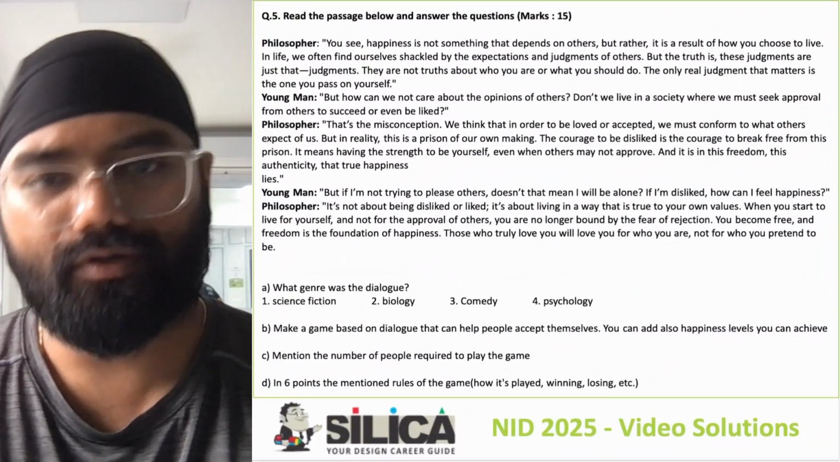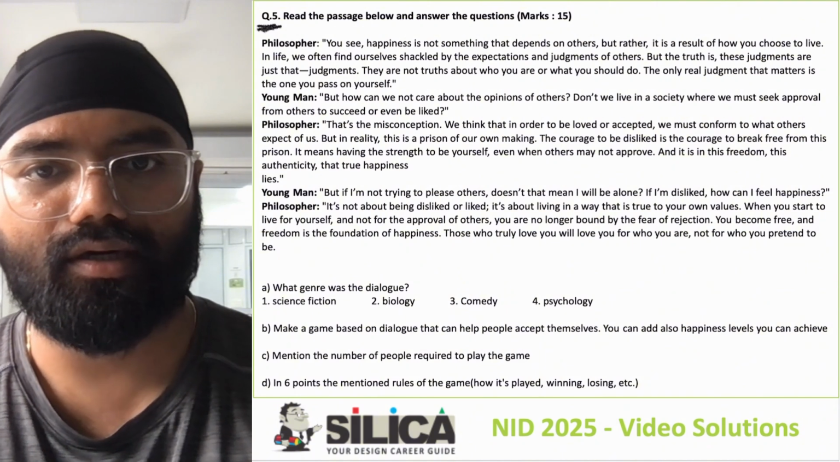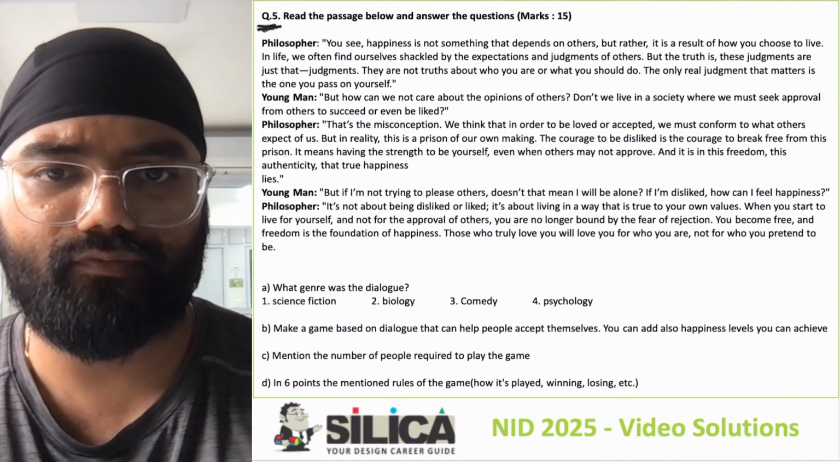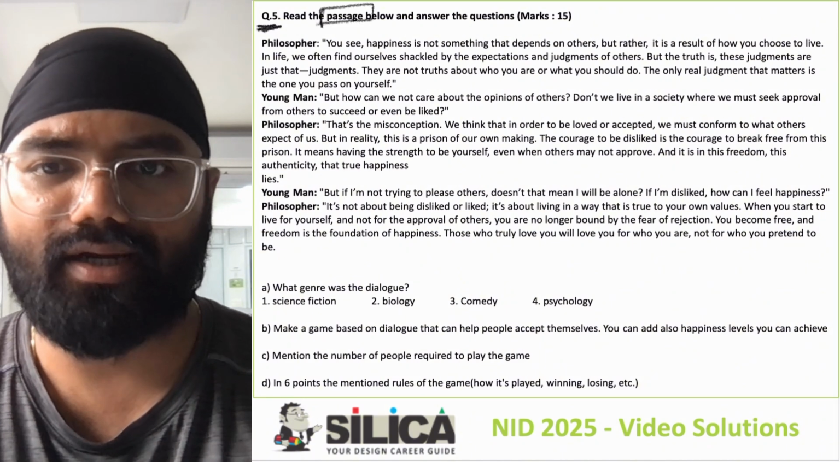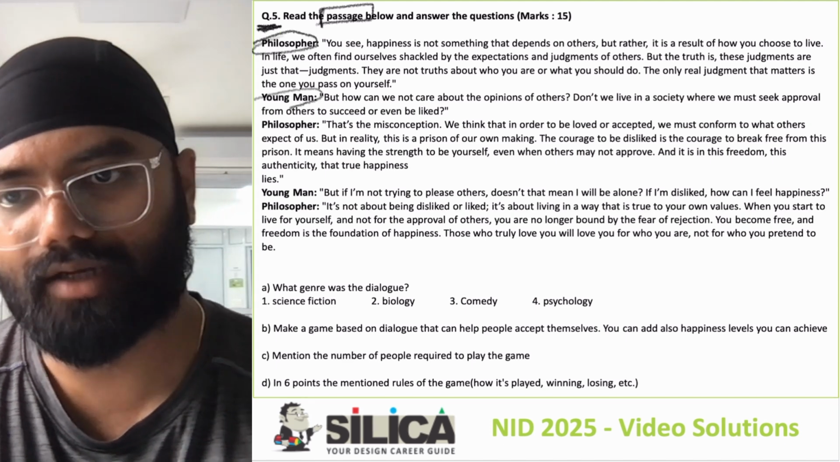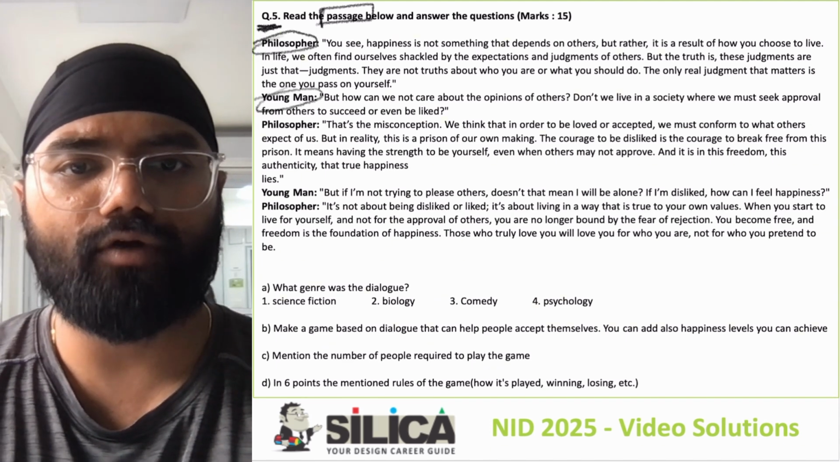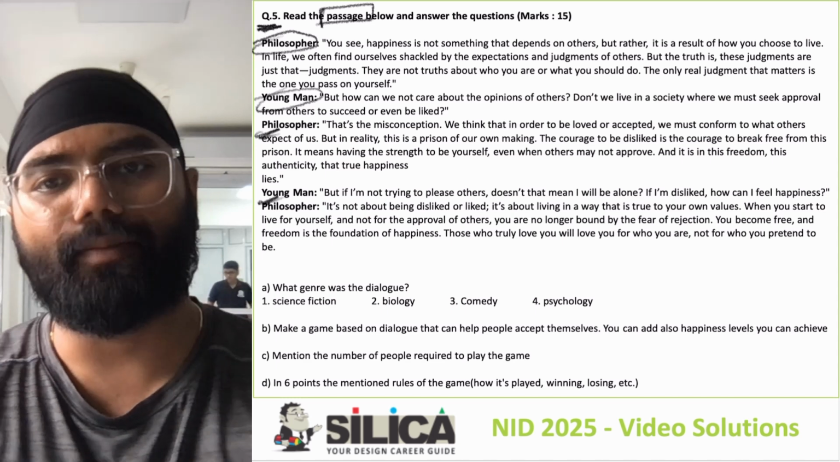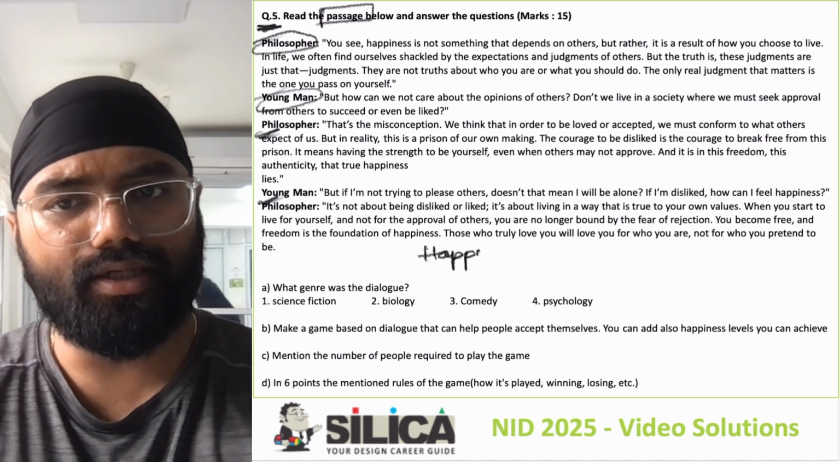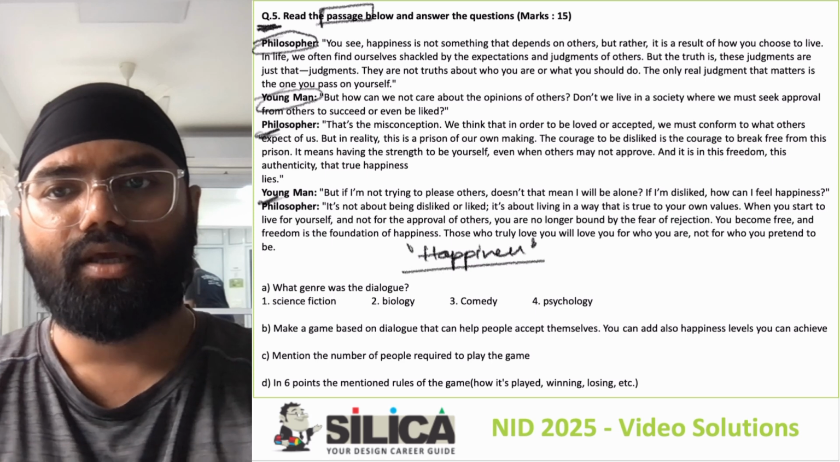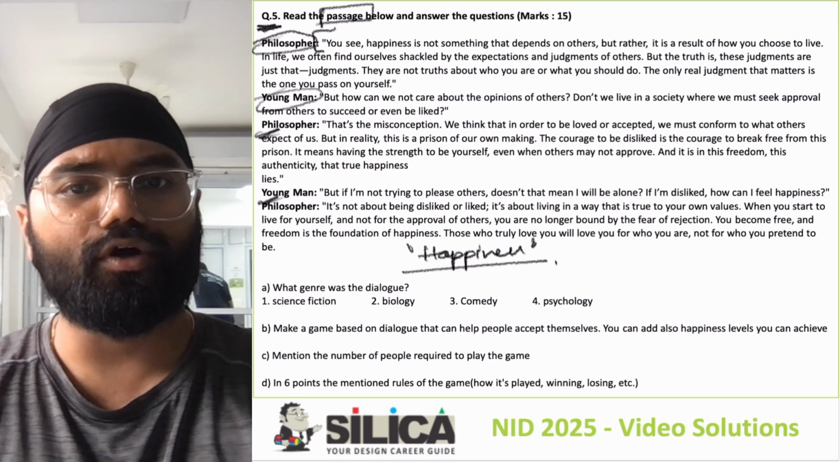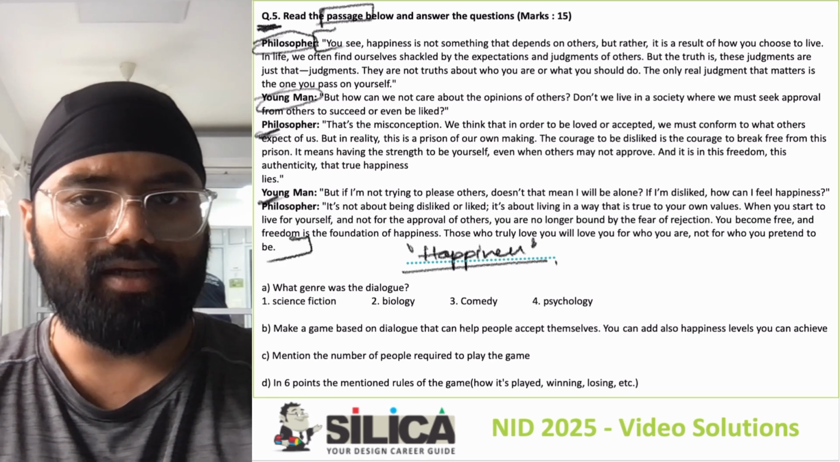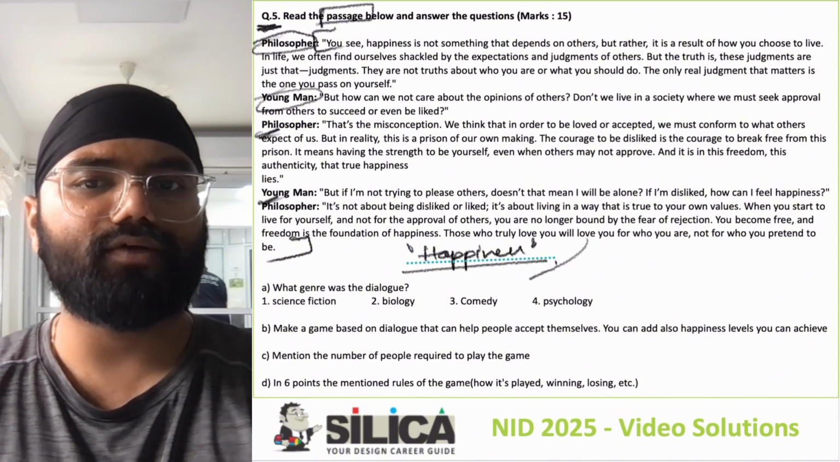So let's move on to the fifth question and have a look at it, where we are given a passage, a dialogue between a philosopher and a young man. The whole conversation revolves around the idea of happiness and how it doesn't come from pleasing others, but from living true to your own values. And based on that, we had to answer four parts.